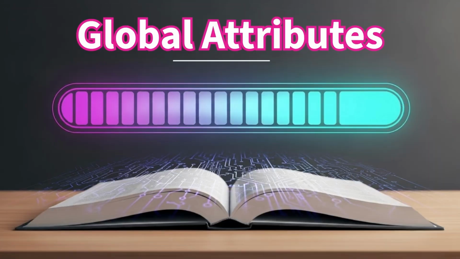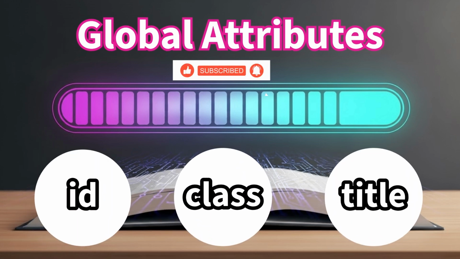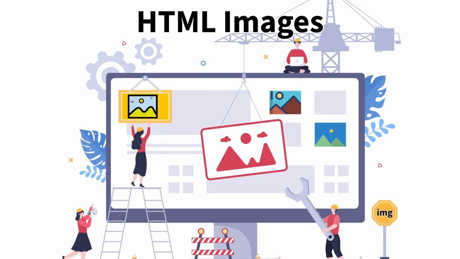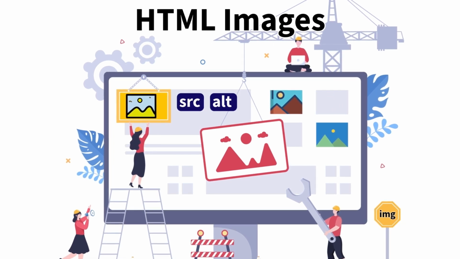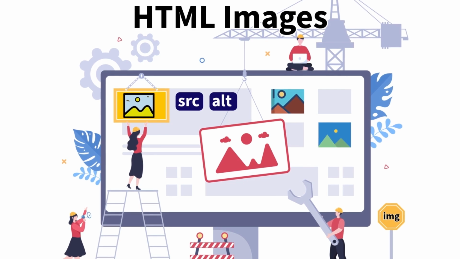So far, we have focused on powerful global attributes like ID, class, and title. But remember that other tags have their own unique element-specific attributes. For example, when we get to images, you will learn about src and alt attributes, which are crucial for displaying and describing the images. These attributes are specifically designed to give those elements their core functionality.